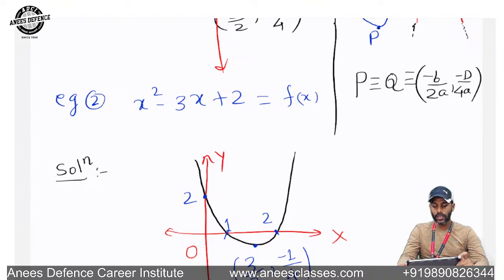Now see, if you know the graph, how many questions we can solve? So many questions. See, the first thing: at x equal to 3 by 2, this is the point of symmetry.